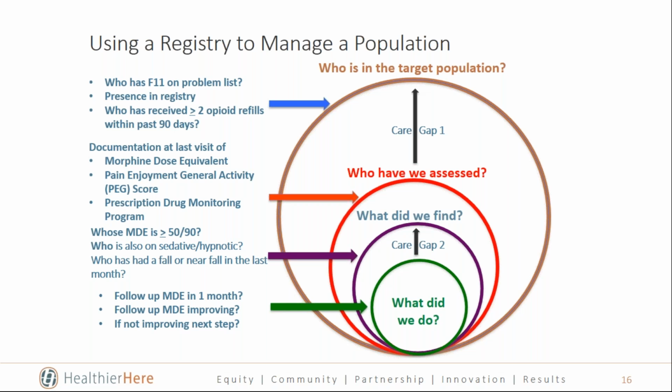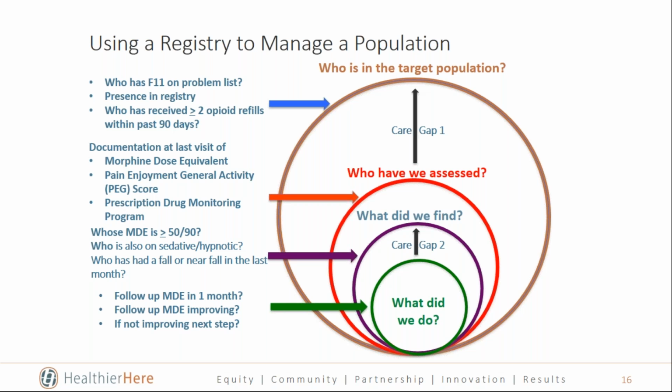But then the question is, did you document all these things at the last visit that we saw on that registry spreadsheet example that I showed you? These are things like, in addition to the morphine dose equivalent, you might have the PEG score, the pain, enjoyment, general activity score, and things like this. And then you want to find the people who, let's say, have a very high morphine dose equivalent, or are on a sedative hypnotic at the same time, or maybe who've had a fall or a near fall in the last year or something like that.